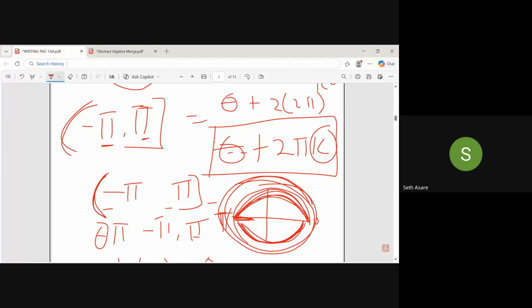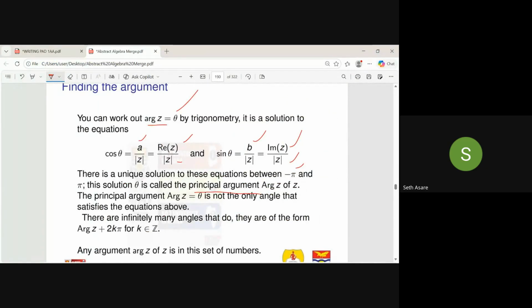So the ones that we need within the circle is what we are calling the principal argument. The general one, we represent it with a small a, arg. But when we need the principal, we said there is a unique solution to this equation between negative and positive pi. All the solutions, the theta within that range, is called the principal argument. We are representing it with capital A.